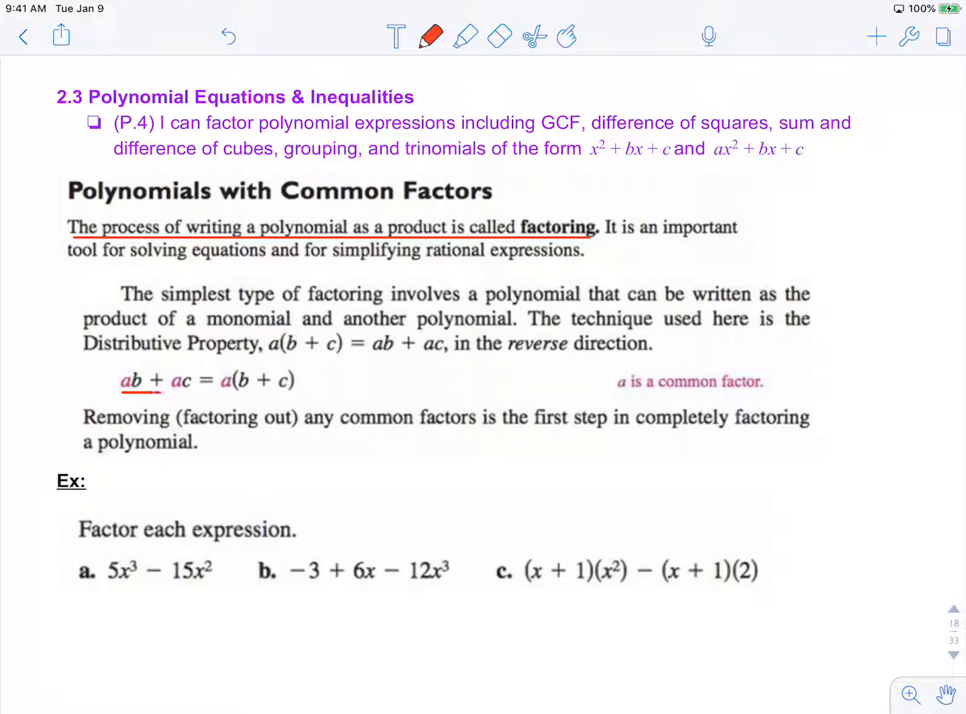If we have a common factor of A, we can factor it out or undistribute it. Removing a factor out is the first step in completely factoring a polynomial. So this is always the first step. And we usually call this finding the greatest common factor, or GCF, if that rings a bell to you. That's always your first step.